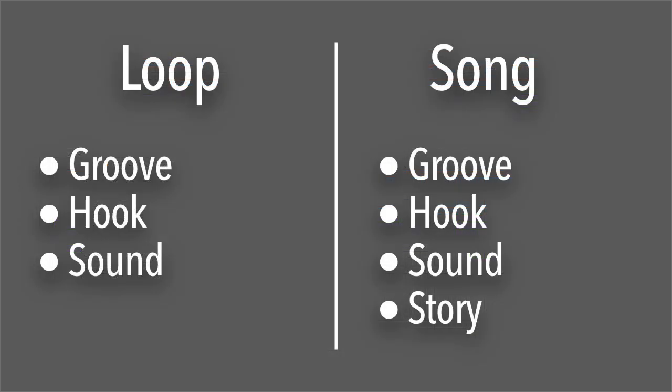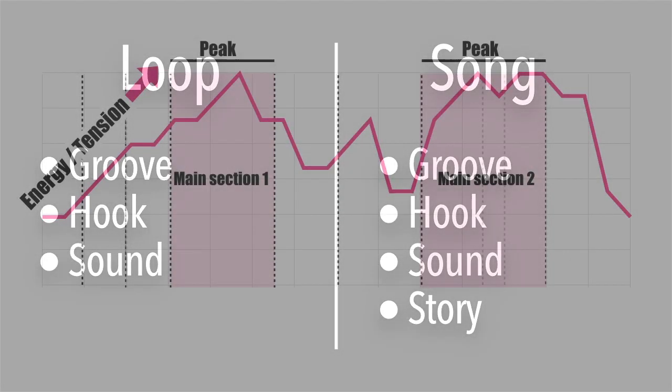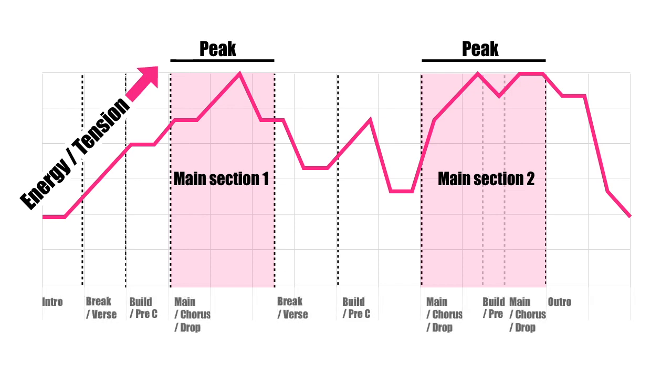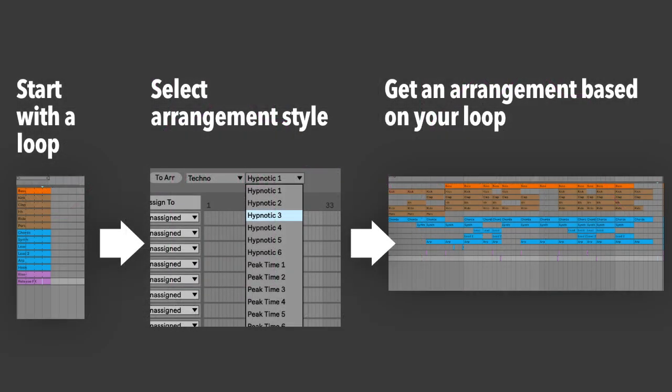One way of describing the difference between a loop and a song is that while a loop has a groove, a hook and a sound, a song also has a story. This story follows more or less the same structure as any movie or book, with some sections that build anticipation and eventually goes into a number of peaks throughout the song, all with the purpose of giving the listener an interesting experience. In SongSketch, you can choose between different templates for song structures and apply those to your loops.